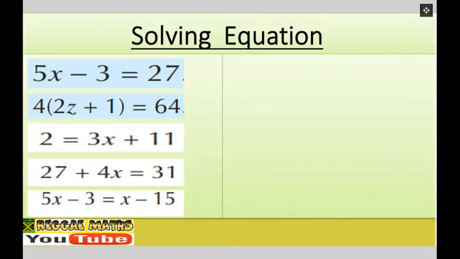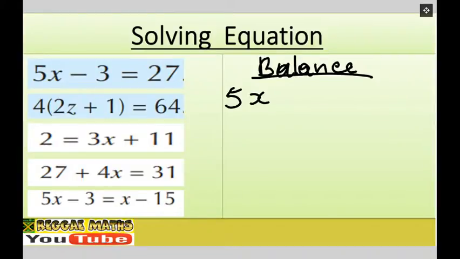So what I'm going to look at now is the other way, known as balance. What I do to one side, I do to the other. So take the same exact question, the same exact question I'm going to use. You've got 5x minus 3 equals 27. If you look at this here, the same thing I do to one side, I have to do to the other.